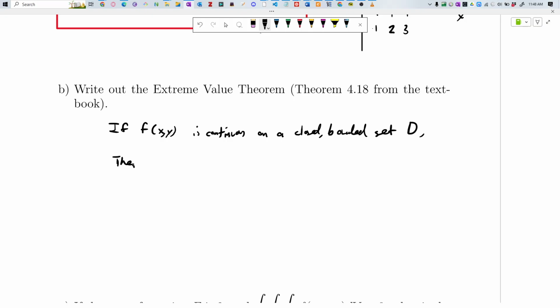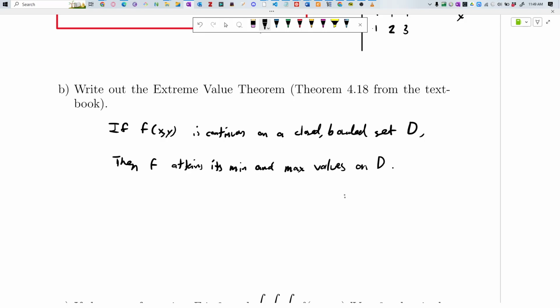then f attains its minimum. I'm going to abbreviate this. Its min and max values on that set D. Right. So attains means that there are specific points on D where f takes the minimum value and the maximum value.